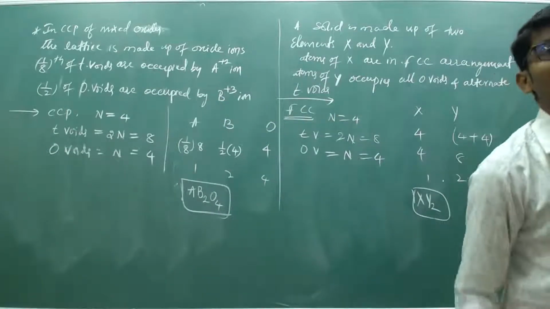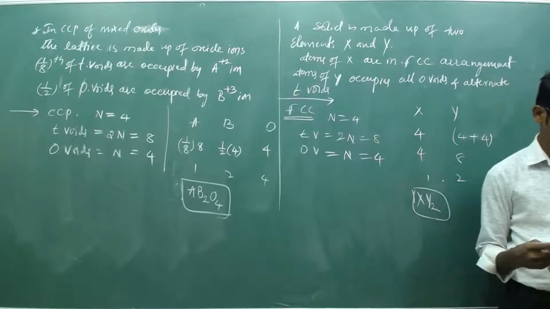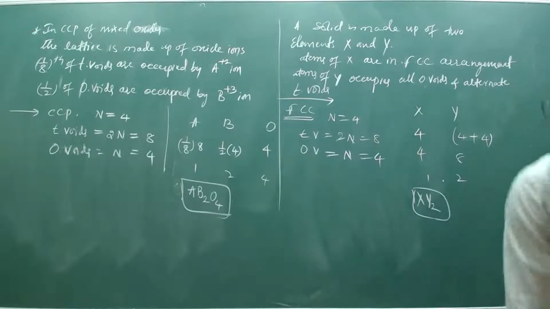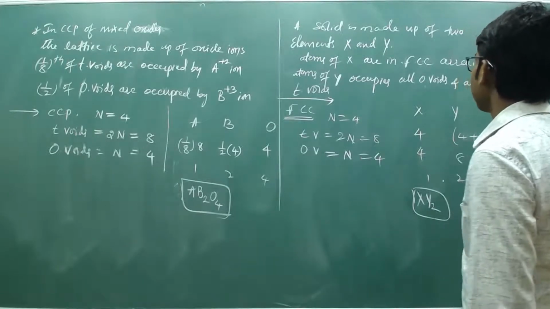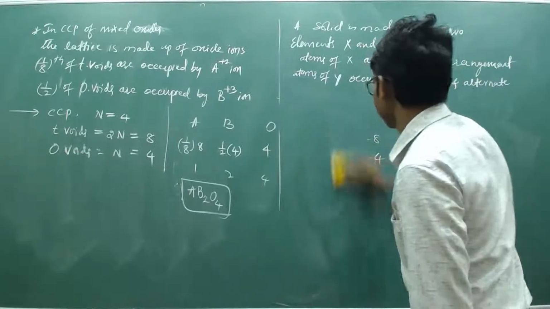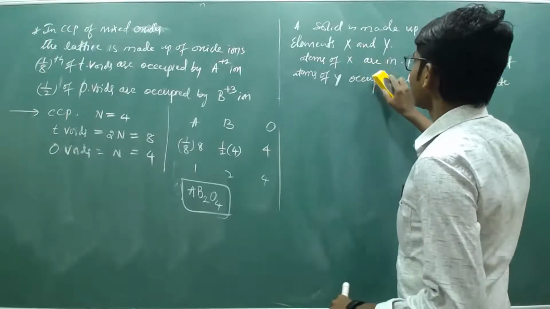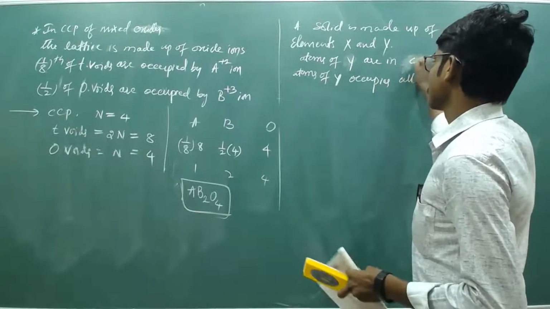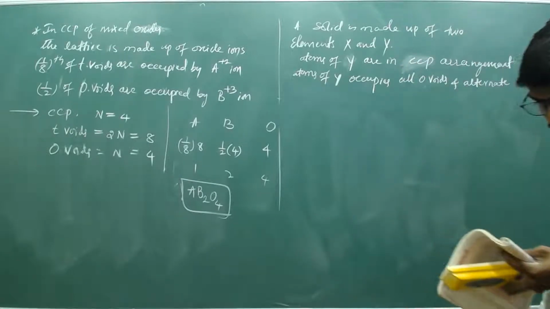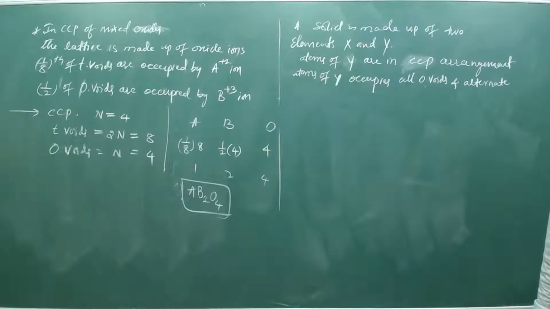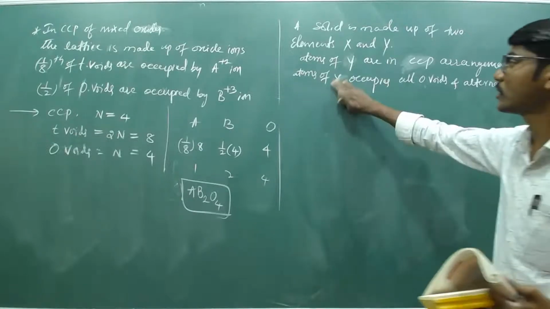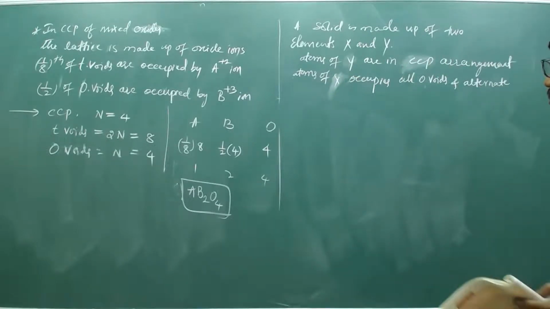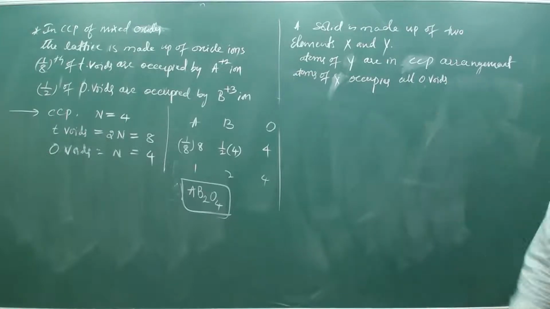Solve another one. If a solid is made up of two elements, X and Y, same question, where atoms of element Y make CCP arrangement, and those of X occupy all the octahedral voids. What is the formula?